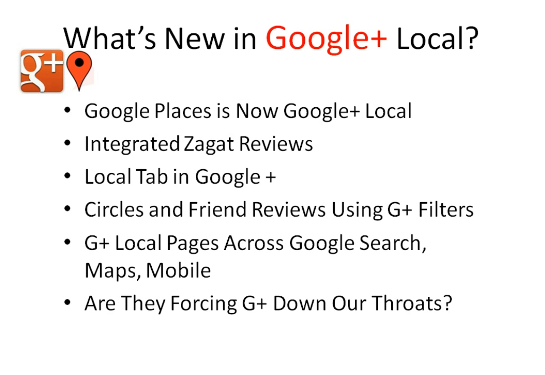There's now a local tab in Google Plus that you can click on. If you're saying, what's Google Plus? Well, it's kind of like Facebook, except that it's a lot more integrated with Google's other search products, which are huge because everybody says just Google it. It's a term in our vocabulary now. Circles and friends, that's because social is local. They want to know who your friends are, and if your friends are saying something is good, it moves up in your search results. G Plus Local pages are across Google Search, Maps, and Mobile.